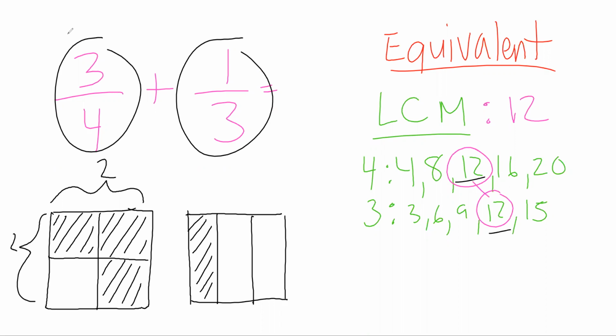If I keep my 2 on this side, what if I partition this side into 6 pieces? Because 2 times 6 is 12, right? So now we can change and partition. So let's see, I want 6. So 1, 2, 3, 4, 5. 1, 2, 3, 4, 5, 6.